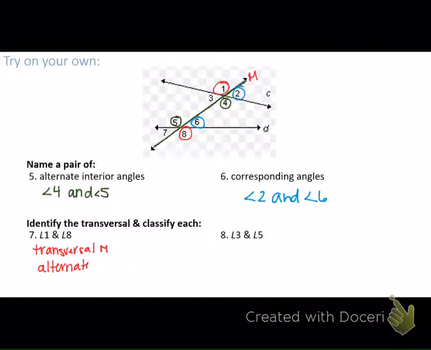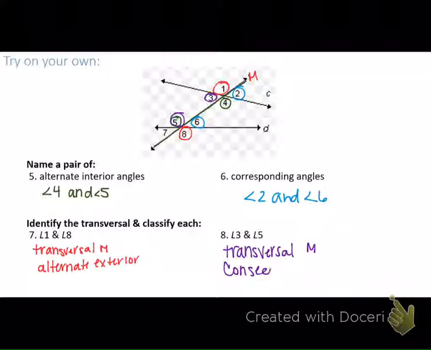Helena, 3 and 5. What is our transversal? So still M. And what are 3 and 5? Okay, so transversal M, consecutive interior. So again, consecutive meaning on the same side. They're both inside, so they're consecutive interior. Questions on that one? Oh, there's more.